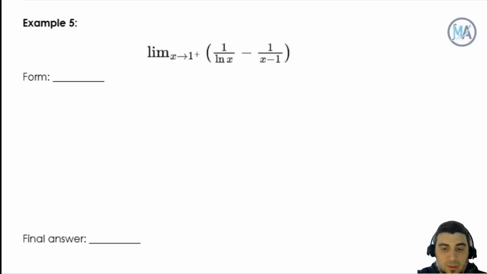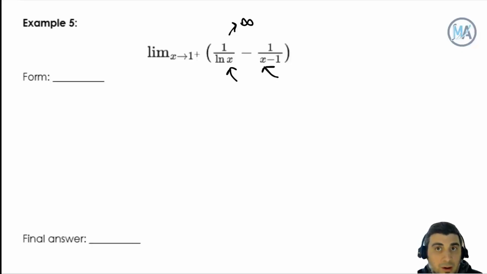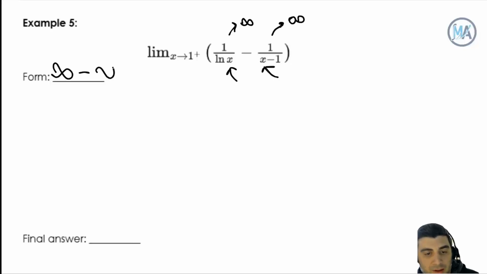Now, in this example, we're going to let x approach 1 from the right. If we do that, the denominator here, natural log, is going to approach 0, but from the positive side, which is in the denominator. So this whole fraction is going to approach infinity. And as x approaches 1 from the right here, the denominator approaches 0, but from the positive values only. So this is also infinity. And then we have the form infinity minus infinity.